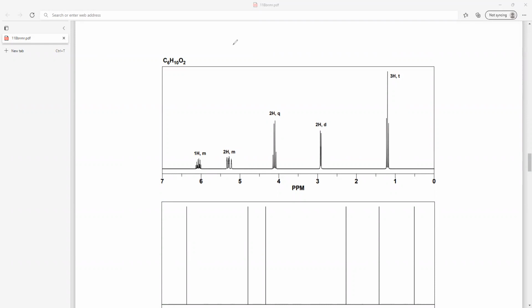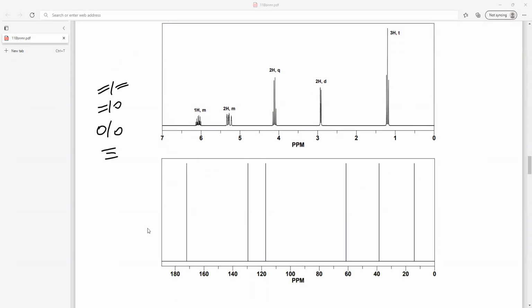Cool. So DOU is 2 times 6, which is 12, plus 2 is 14. 14 minus 10 is 4, over 2. There's 2 degrees. So again, what does it mean to have 2 degrees? Double bond, ring, ring, ring, or triple bond. So let's go ahead and look at our CNMR. And what do we see? In our CNMR, ignoring this garbage, we see 2 peaks at 120 and 130, and we see a peak at 170.